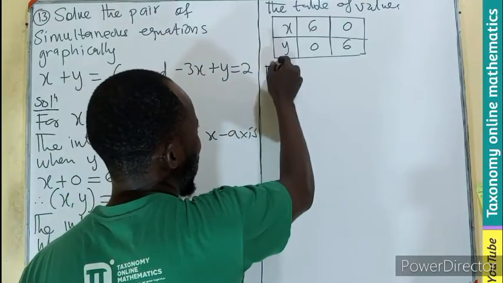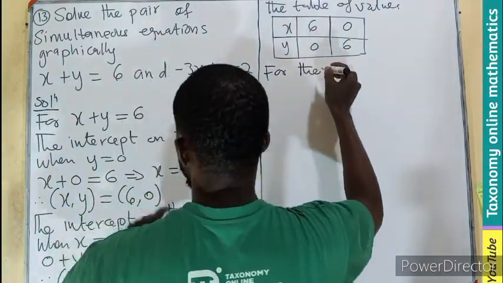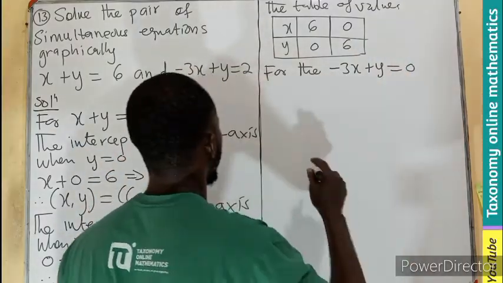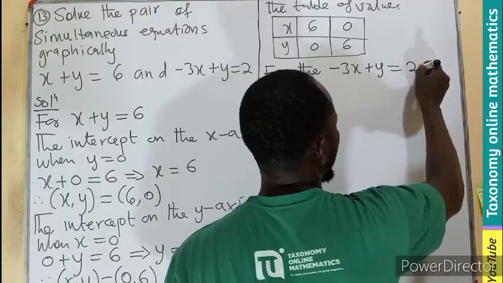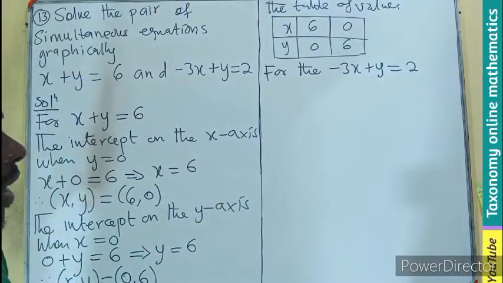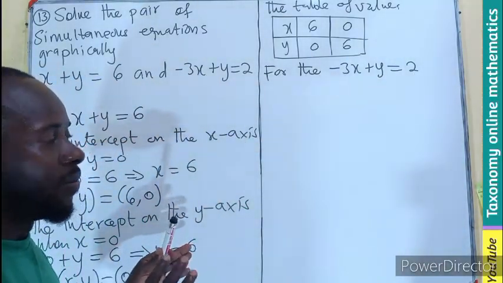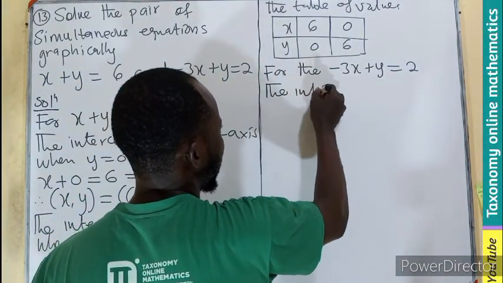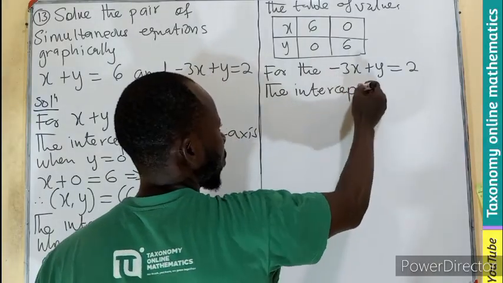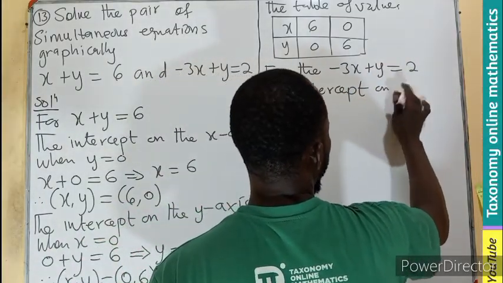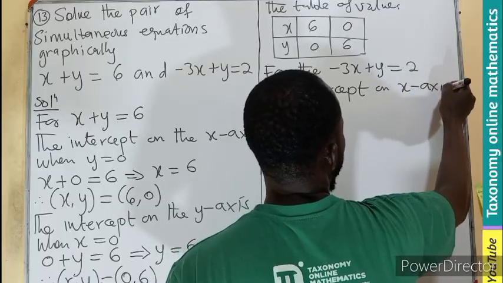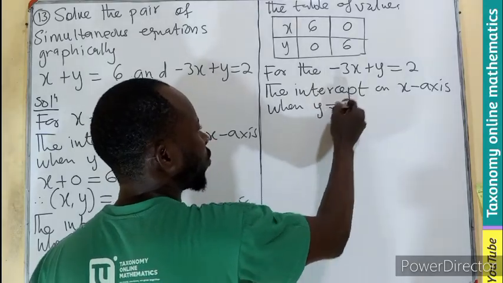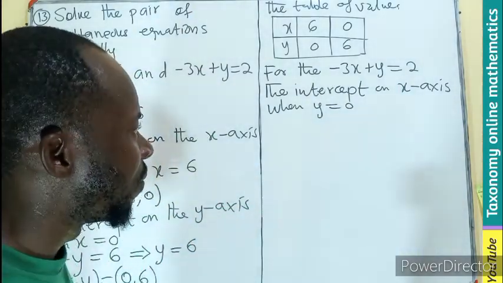Then I'll take the second one, which is minus 3x plus y equals, is that 0? No, equals 2. So I am going to find the intercept as well. Let's begin with x. On the x-axis, what does it mean? It means put y equals 0, just like we did in the first case.